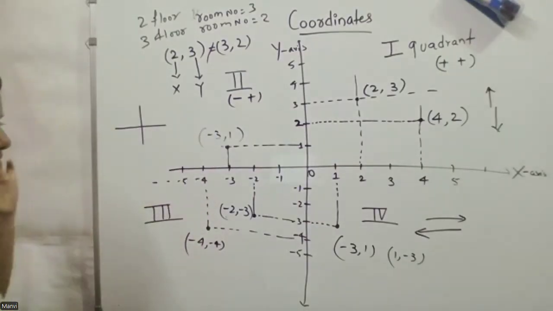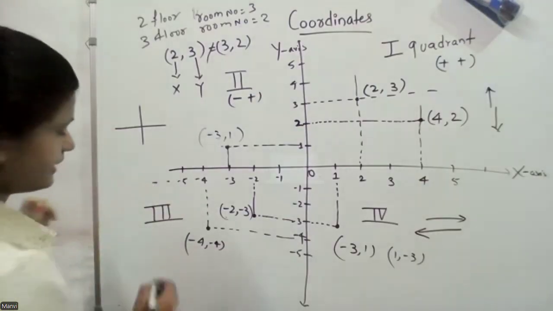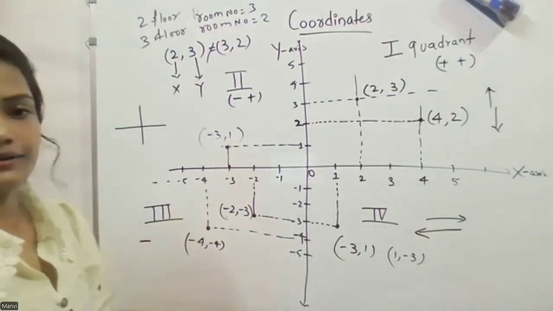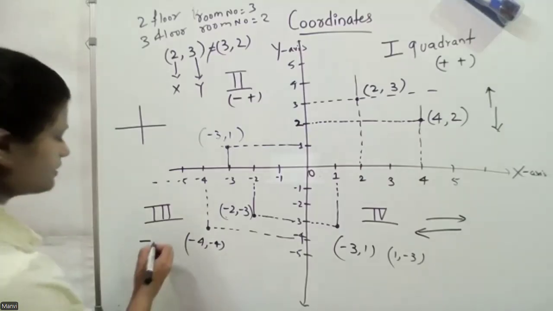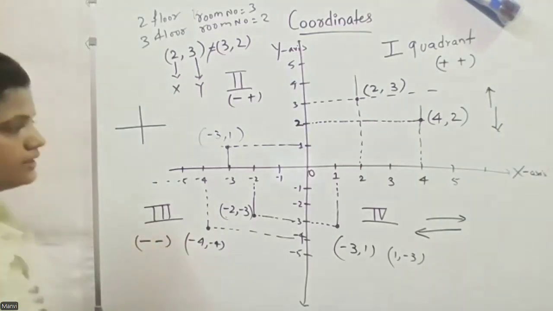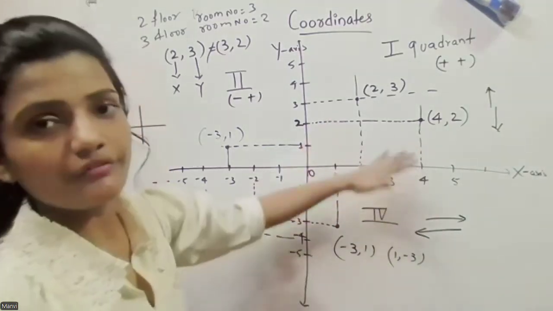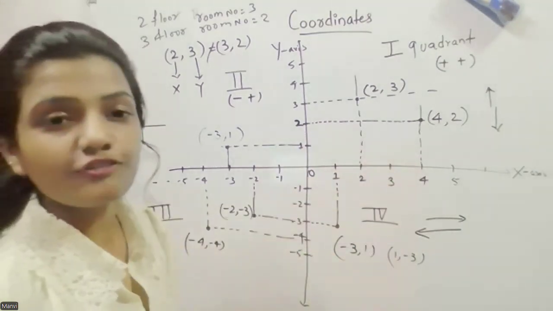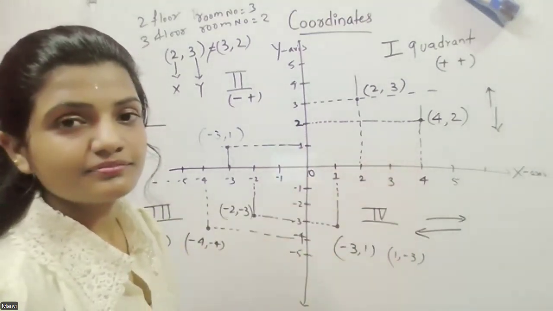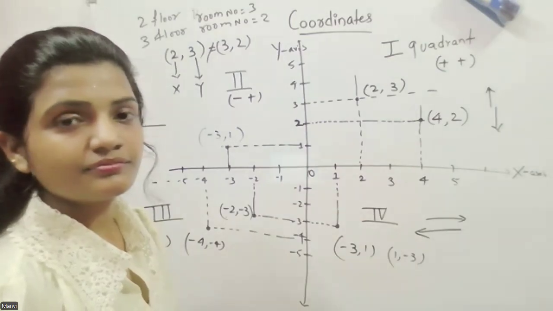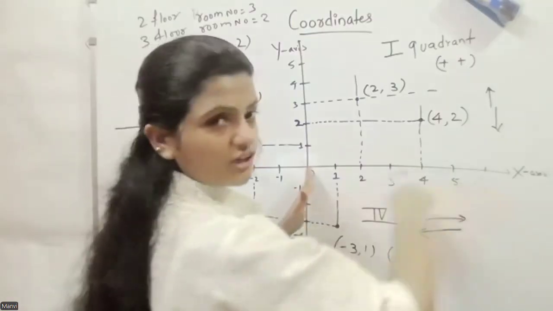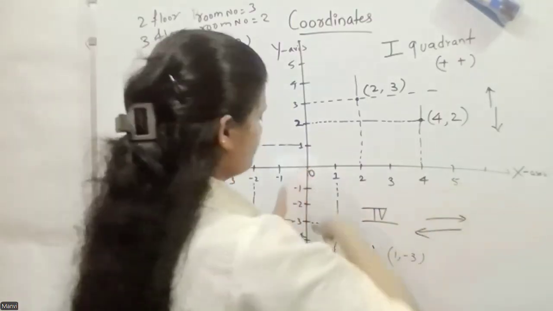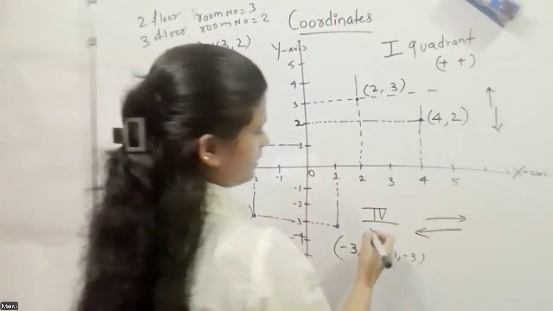The value of x? Negative. The value of y? Negative. Very good. Both are negative. Good. In this quadrant, fourth quadrant, value of x? Positive. And y? Negative. Very good.